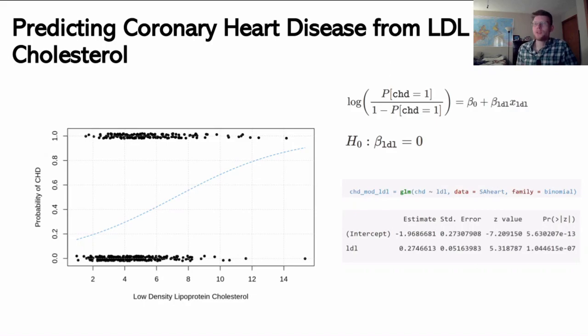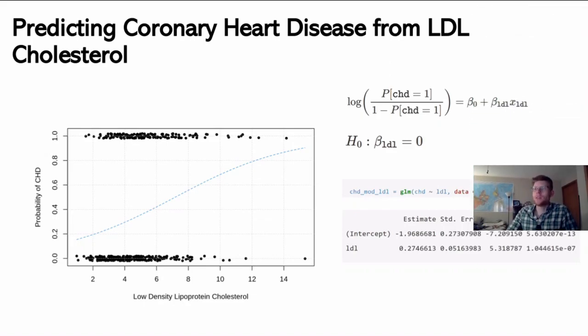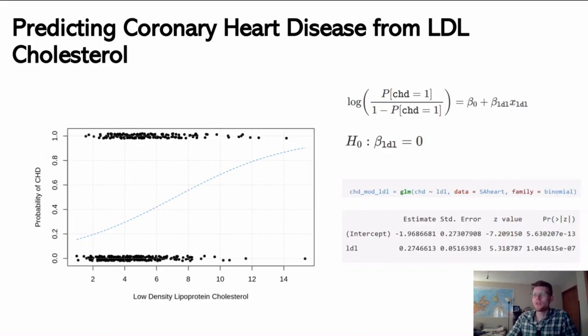To demonstrate each of these things, the z-test for parameters as well as the likelihood ratio test, we're going to quickly look at an example that's also presented in the book, where we're predicting the likelihood of coronary heart disease using LDL cholesterol as a predictor. So here's the data modeled, by the way. Here we have low density lipoprotein cholesterol, so LDL cholesterol.